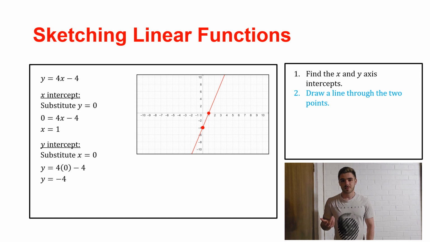So to summarize, we can sketch any linear function if all we know is the axes intercepts. We solve the x-intercept by setting y equals 0 and solving for x, and we solve the y-intercept by setting x equal to 0 and solving for y. Once we have those 2 points on our axes, we just draw a line connecting those points.